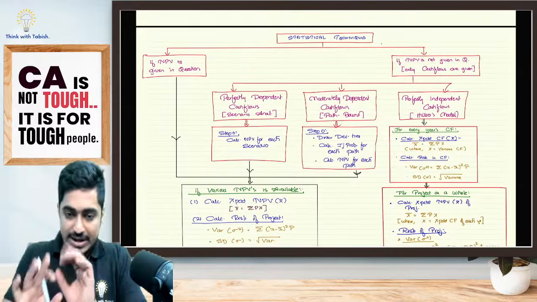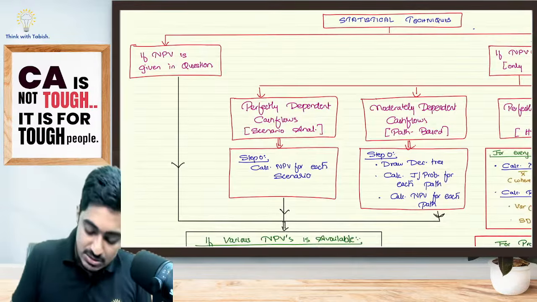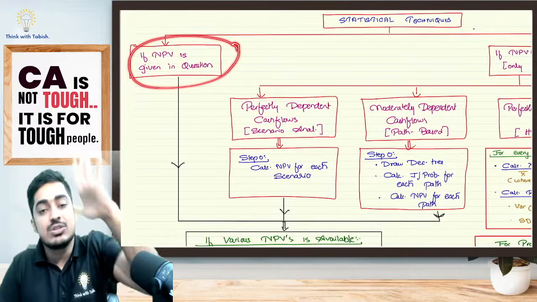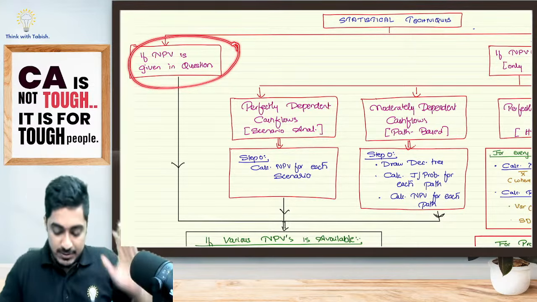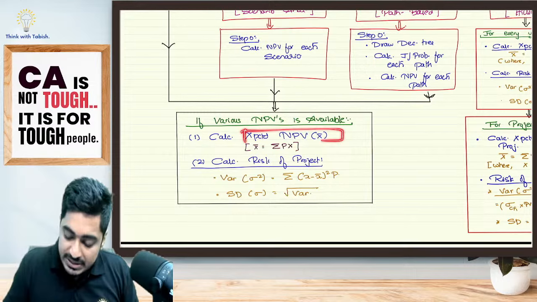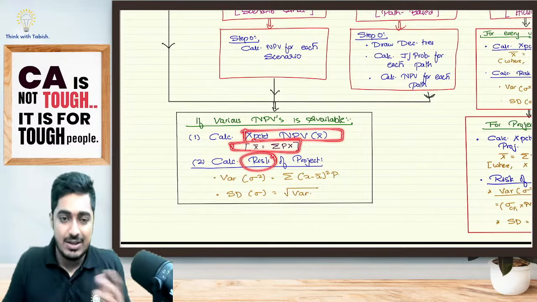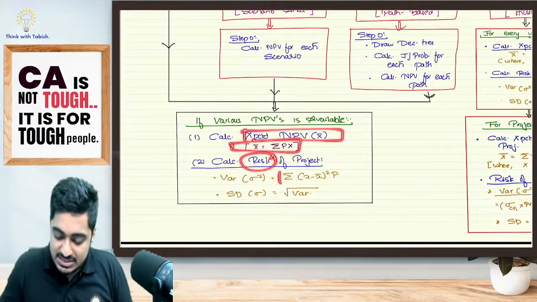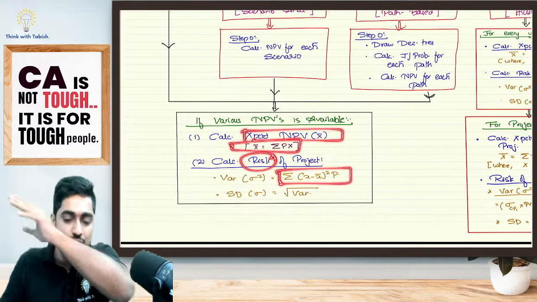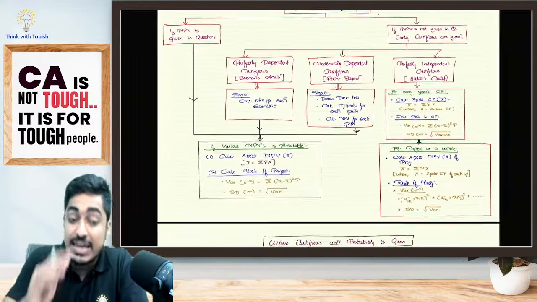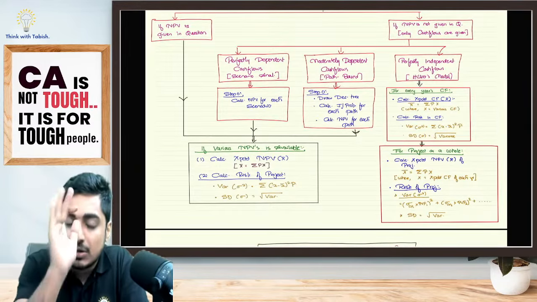Do well. Now understand what all can happen. Step 1: if NPV is given, if the question is directly giving me NPV, no tension, I can directly do the calculation. NPV is available, so I will calculate expected NPV, x bar, that is summation p into x. Using that, I will calculate risk. Variance is summation x minus x bar whole square into p. Standard deviation is the square root of variance. If I can calculate variance, simple, no tension.